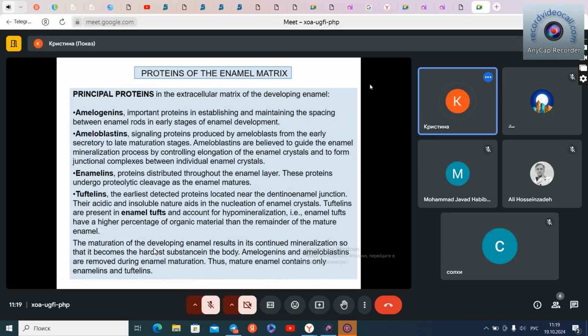In the enamel, about 98% of materials are these hydroxyapatite crystals, and the other 2% are actually water and some proteins, such as amelogenins, ameloblastins, enamelins, tuftelins. Some of them are present in the mature teeth, some of them are removed during the process of mineralization of the enamel, during the maturation of enamel, when the cells, ameloblasts, are still alive.